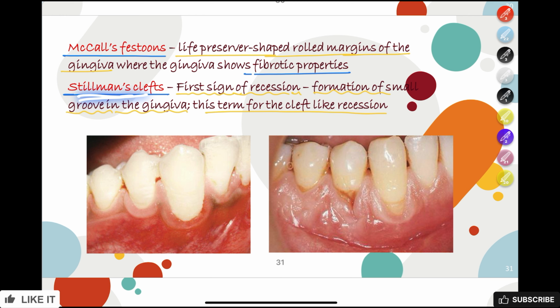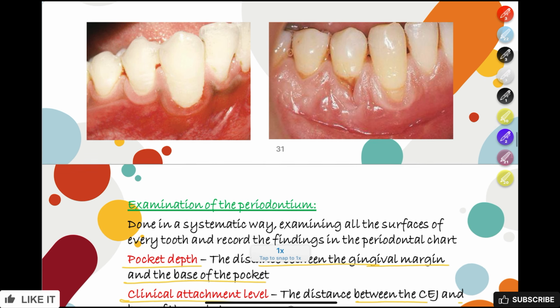Next is Stillman's cleft, which is the first sign of recession. As you can see here clearly, it is appearing like a triangular shaped cleft, as a cleft is nothing but a breach in the continuity. As we draw a mountain, this is the cleft. First sign of recession, formation of a small groove in the gingiva. This is the term for the cleft like recession. This is known as Stillman's cleft.